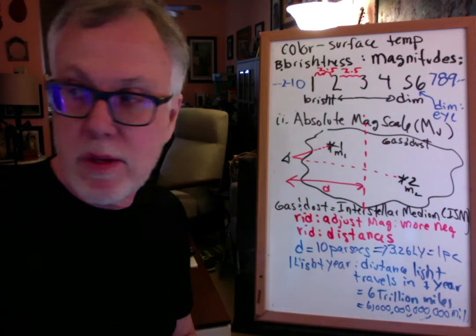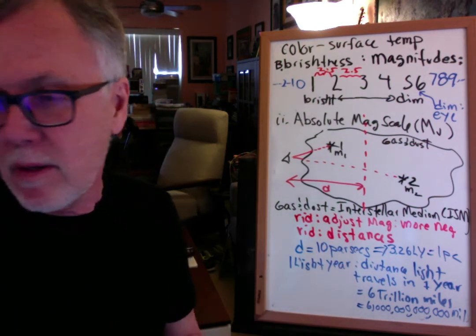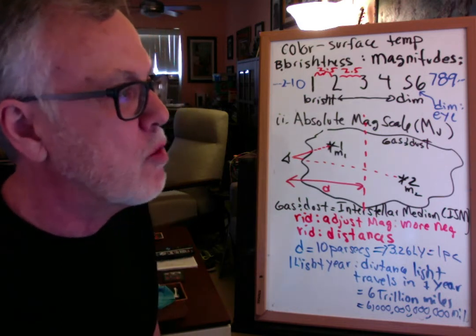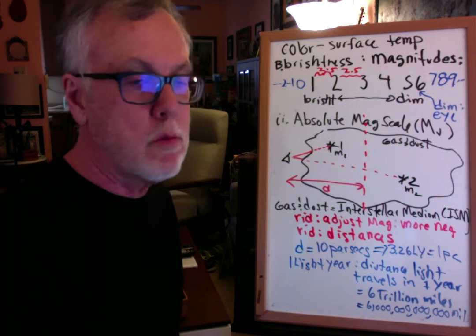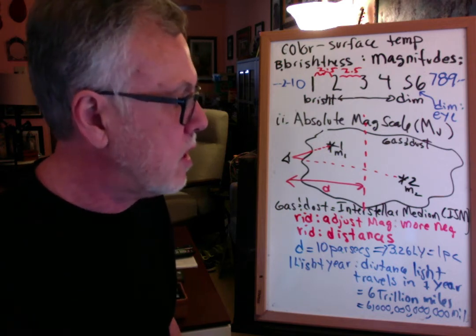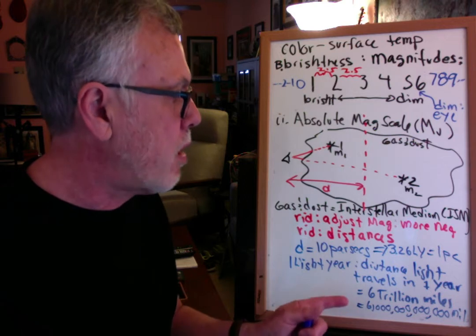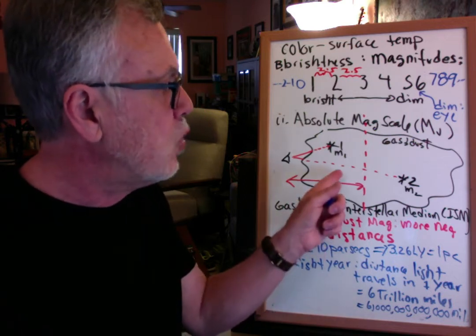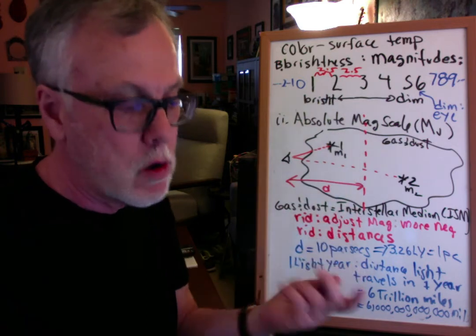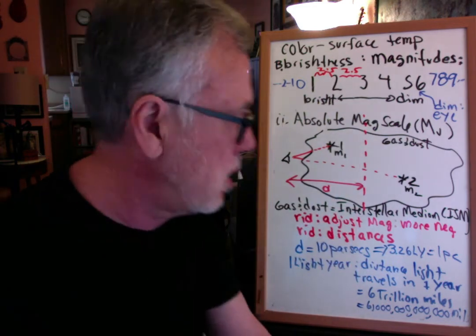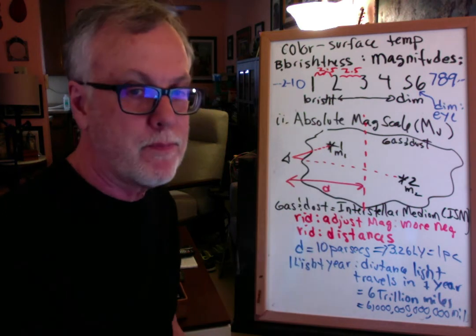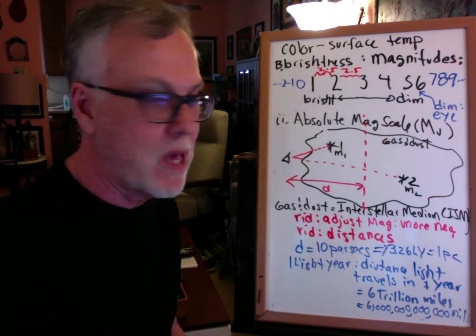I'll explain where that comes from in another lecture or so, where we get this weird unit called the parsec. 3.26 light years is 1 parsec. So basically what we do then is we assign a distance. It's just arbitrary, what we choose, for the absolute magnitude to be 10 parsecs. And I'm going to say something more about that soon.